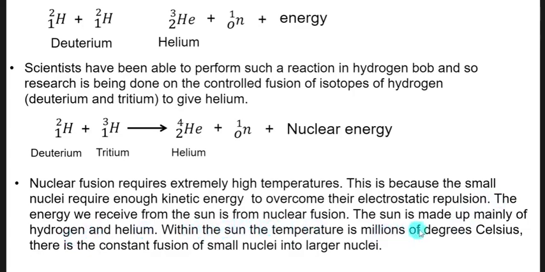The sun is made up mainly of hydrogen and helium. Within the sun, the temperature is millions of degrees Celsius. There is constant fusion of small nuclei into larger nuclei. So that's what happens in the sun.